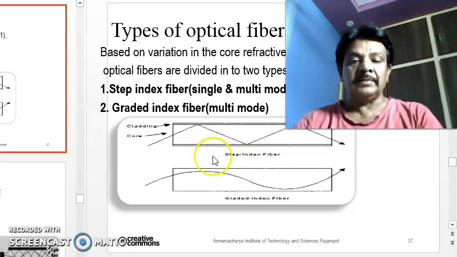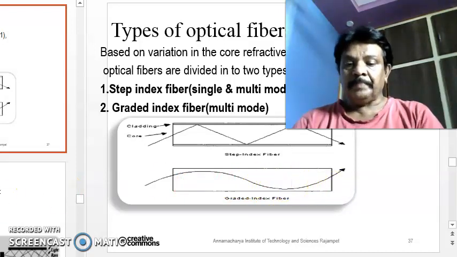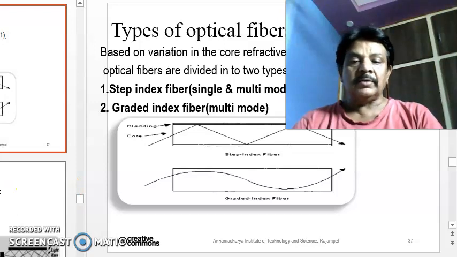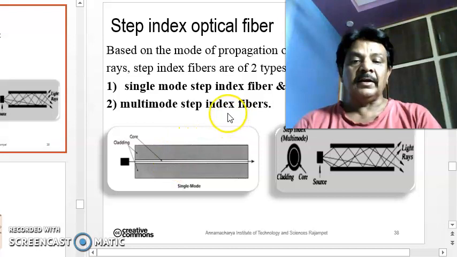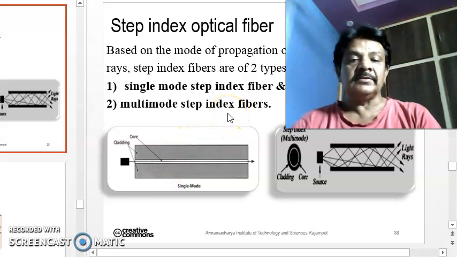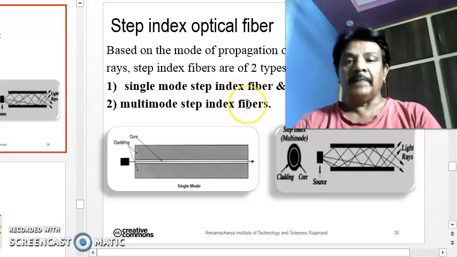The step index optical fiber is propagating the signal like this. The gradient index optical fiber is propagating light in this manner. Let us know about the step index optical fiber. The step index optical fibers are manufactured in two types: single mode step index optical fiber and multi mode step index optical fiber.